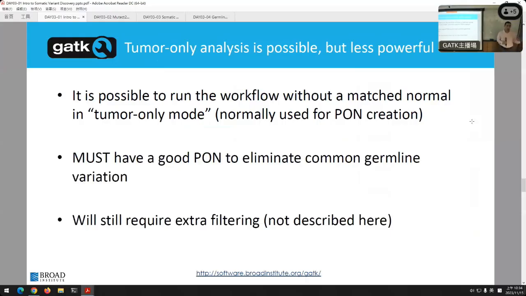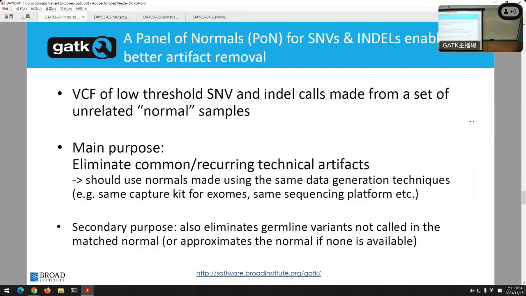A PON, P-O-N, is a panel of normals. Very important, the panel of normals. In this case, you will use it to also remove germline mutations. But usually the way to think of it is that a matched normal removes germline, and a PON removes artifacts. A panel of normals removes artifacts. Let me explain what that is.